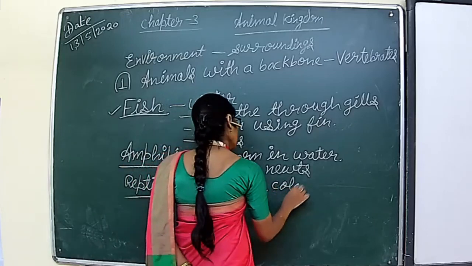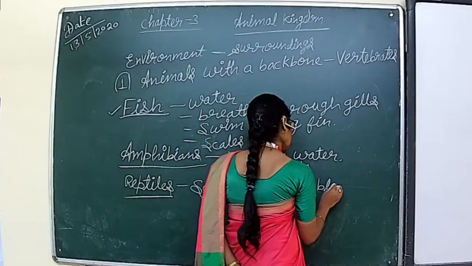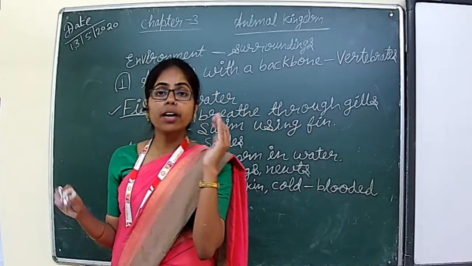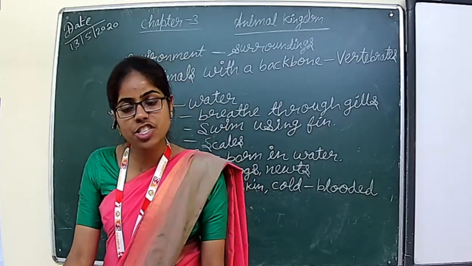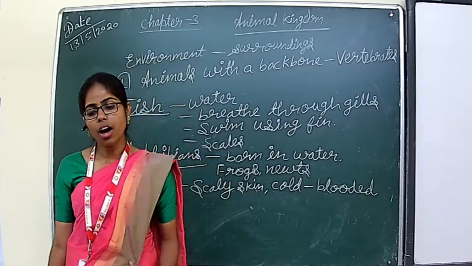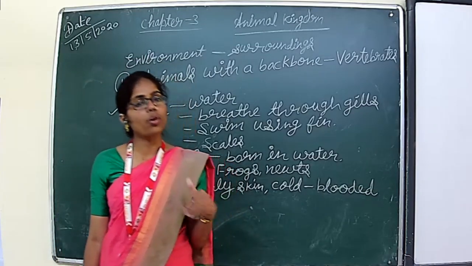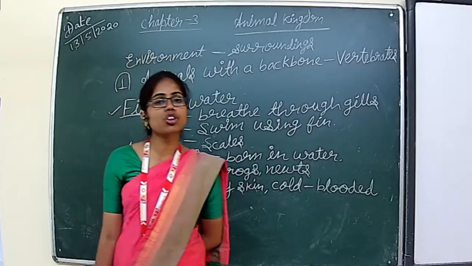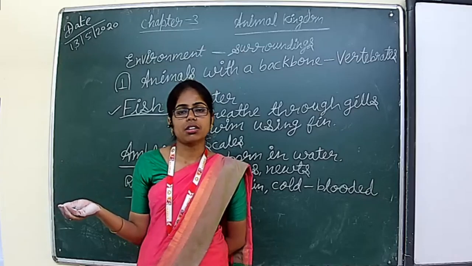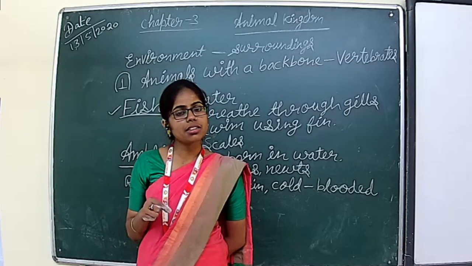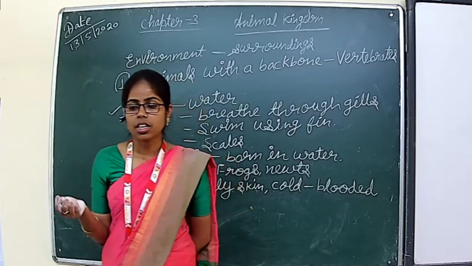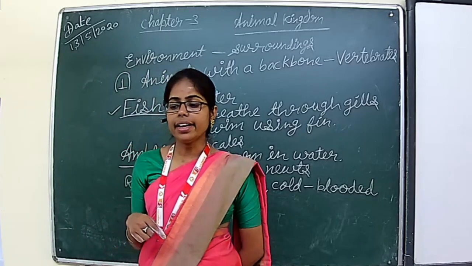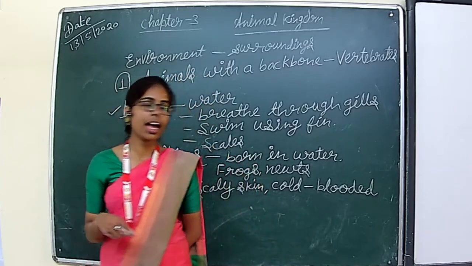What is the meaning of cold-blooded? Let's understand. Cold-blooded means they cannot regulate their body temperature. Their body temperature depends on the external temperature. What is the meaning of external temperature? Surrounding temperature. Most reptiles breathe with the lungs, and some reptiles breathe with the help of moist skin.